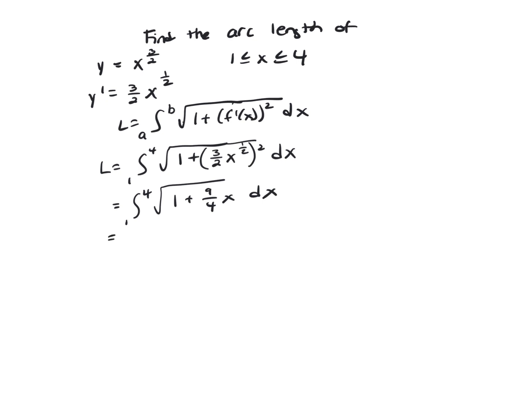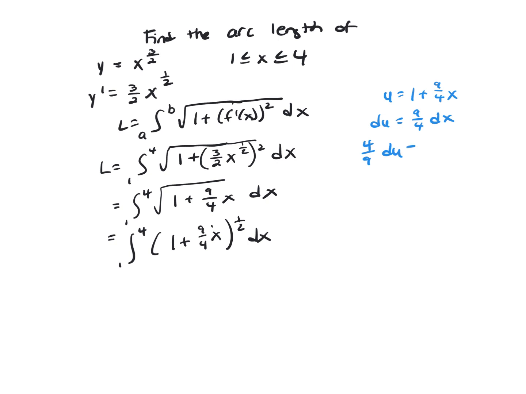You can also write that as the integral from 1 to 4 of 1 plus 9/4 x to the 1/2 dx. Let's make a u substitution. U will be 1 plus 9/4 x. Du will be 9/4 dx. Solve that equation for dx. That's 4/9 du equals dx.